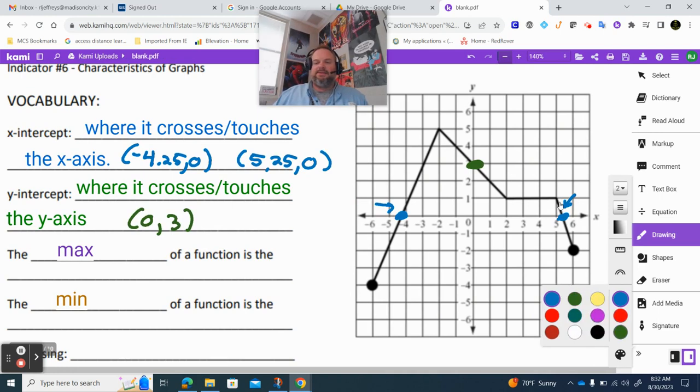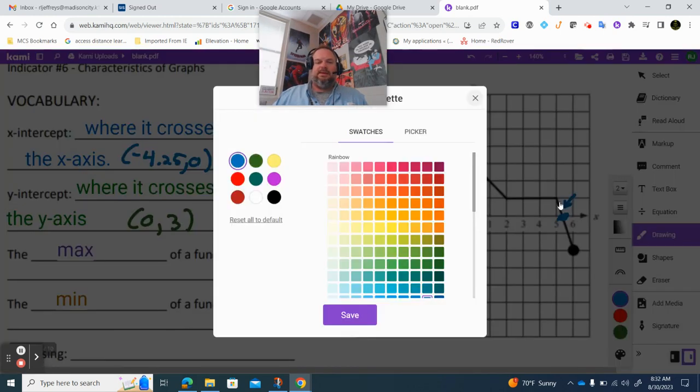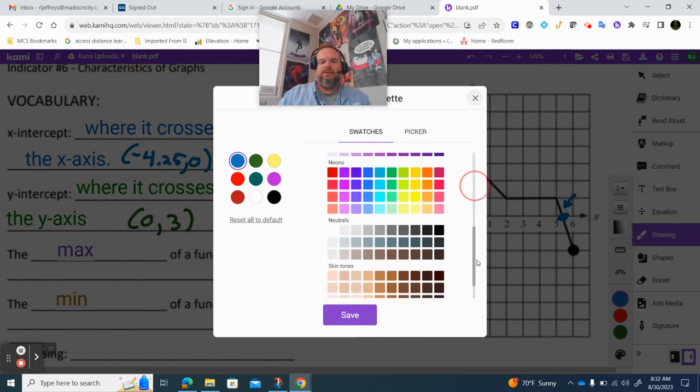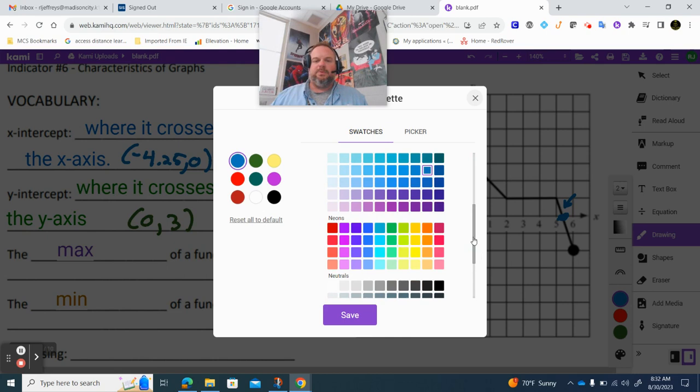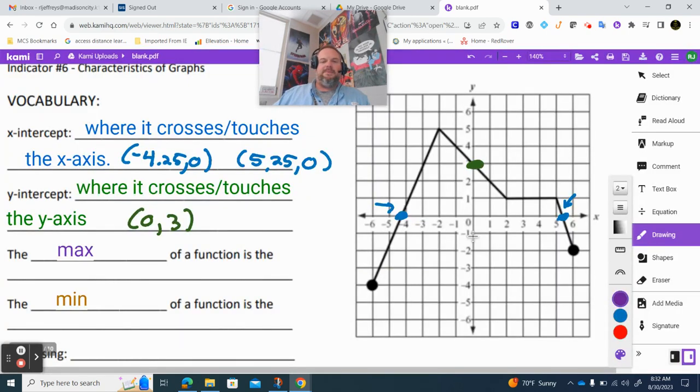Now, the max of a function is the highest point, and that would be this right here. And this is actually at negative 2, 5.